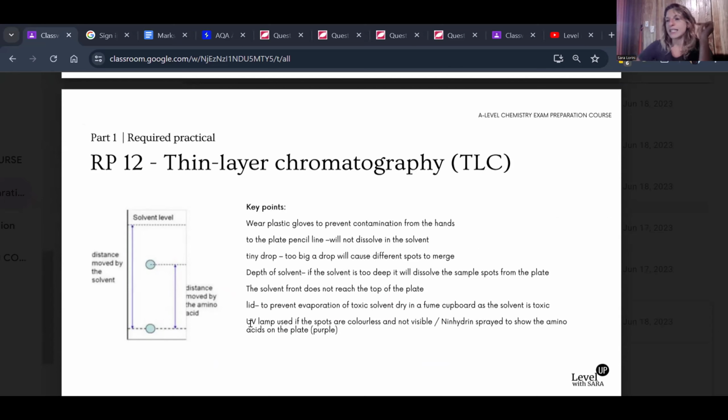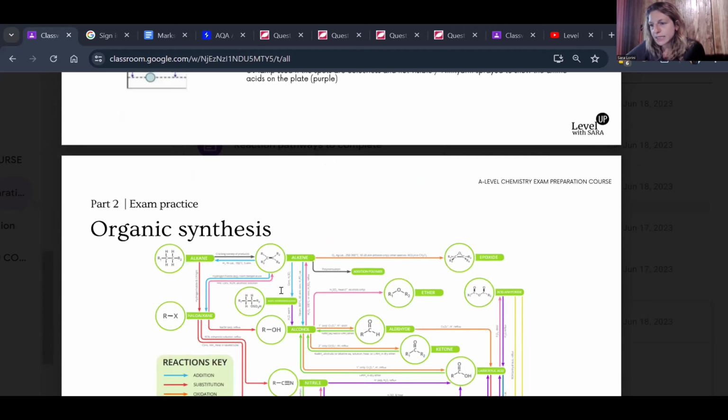But the important thing here is that to see how much amino acids have moved, you use a UV lamp, because the spots otherwise are colorless and not visible. And like this, you can observe the amino acids. Otherwise, you can use ninhydrin. If you spray it, the amino acids become purple. So you can actually see how far they've traveled, and therefore you can calculate the distance moved, and therefore the Rf value to determine the amino acids. I haven't seen many questions coming up on this, but still, it's worth mentioning it for extra marks.